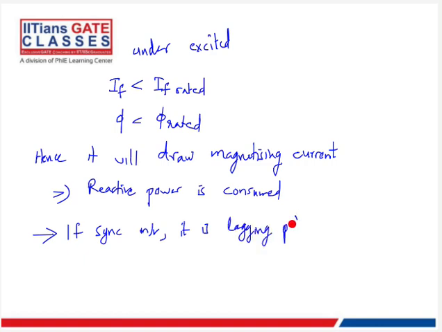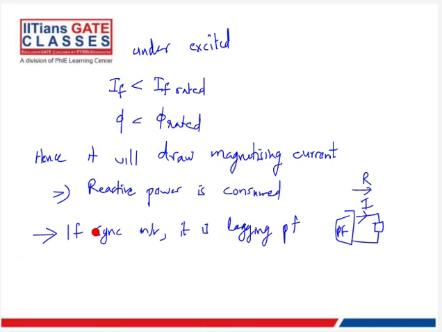lagging PF. Why? Because if this is the power system, this is how the current flows, and the current flow and the reactive power flow are in the same direction. One good way to think about it: when you say load, it draws current. So if the current flow and the reactive power flow are in the same direction, then it is considered as lagging PF. So here it is consuming lagging PF, right?